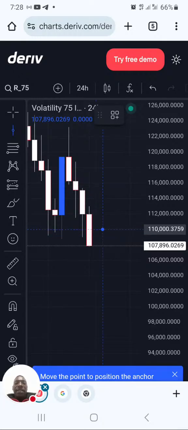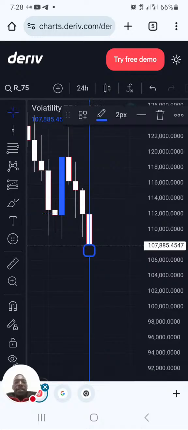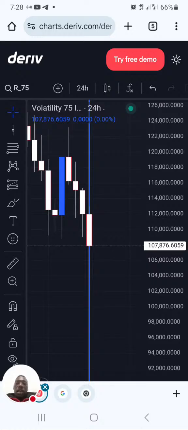Mark exactly that candle. If it's going down, it will show you red. Mine are showing white. Yours will be red. Are you getting the point? So you mark it like that. Let me also increase the size like this. We have already marked the daily. This line is going to help us separate the daily open and the daily close. Are you getting the point?